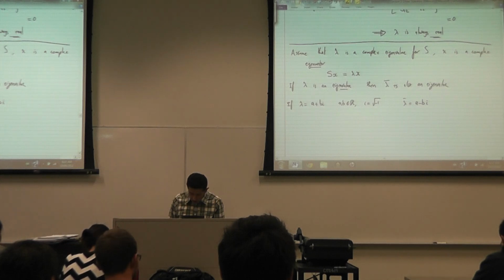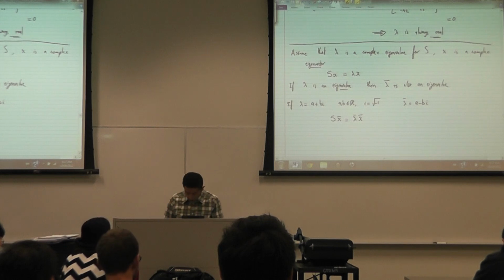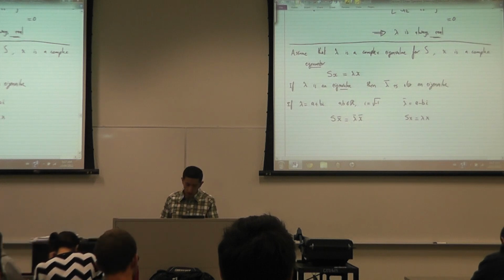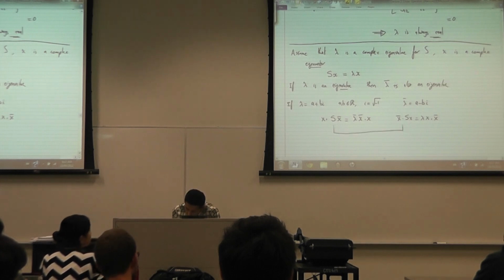Which means that I can say Sx is equal to lambda x. So I have Sx equal lambda x, and S x bar is equal to lambda bar x bar. I'm going to take the dot product with x here, and take the dot product with x bar here, and then utilize the symmetry of S. The symmetry of S tells me that these two are the same.